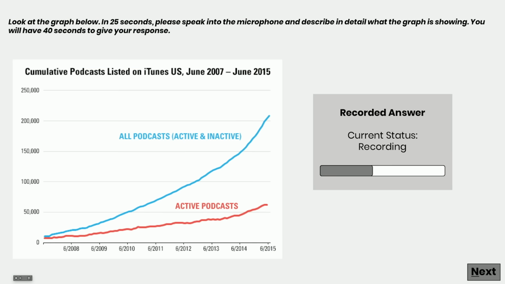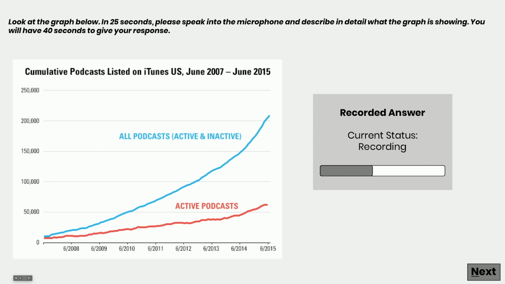Okay, I'm gonna have a go at this. This isn't scripted. I'm just gonna speak spontaneously, which you'll need to do on test day as well. Here we go. This graph represents the number of podcasts that were listed on iTunes in America between June 2007 and June 2015. There are between 0 and 250,000 podcasts on iTunes.